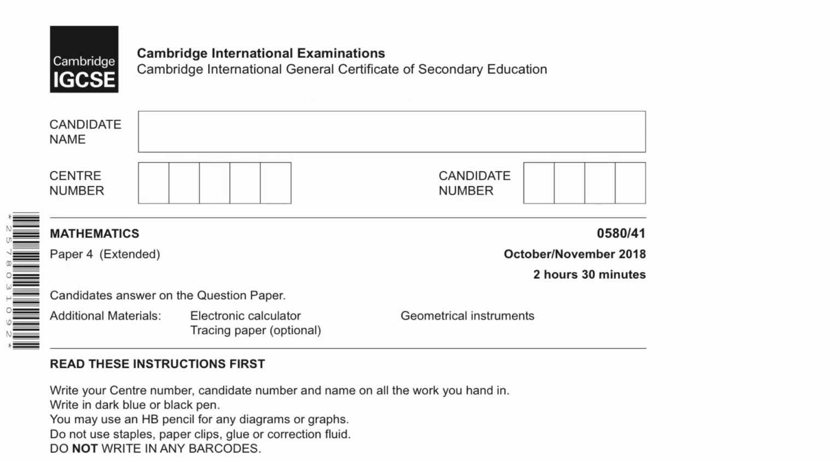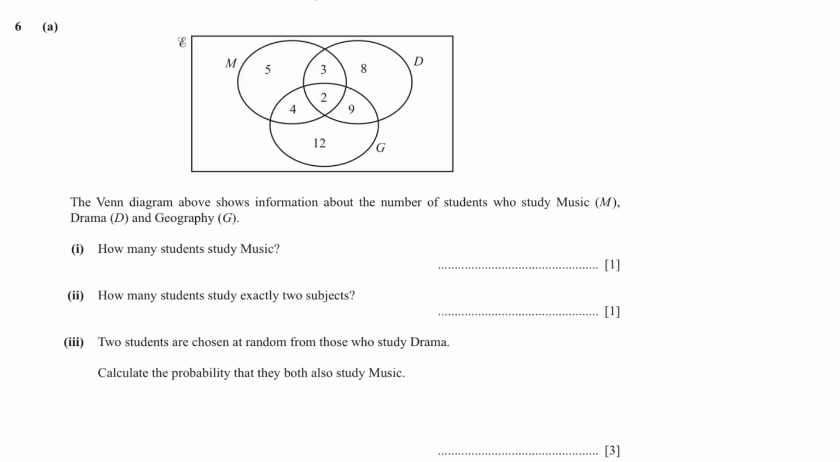In this video, we are going to solve Cambridge IGCSE Paper 4 Extended, Variant 4.1, October-November 2018, question number 6 onwards. 6A. Part A. The Venn diagram above shows information about the number of students who study music, drama and geography.